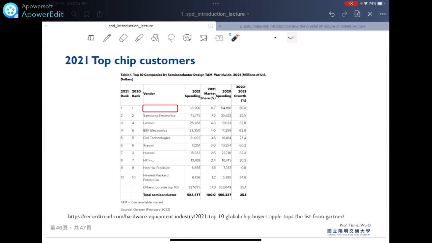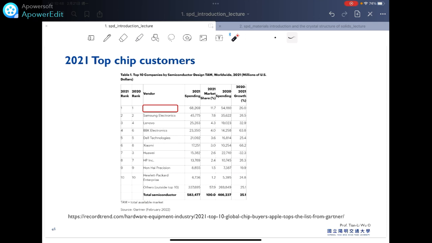Then we need to see who the top chip customers are. The previous slide showed the ones trying to sell the chip, but this slide shows the ones actually buying a lot of chips. Some of them are not surprising, because Samsung makes all kinds of products: Samsung displays, Samsung mobile phones, Samsung laptops. So they not only produce chips, they also buy a lot. And these ones are all from China, because they have huge demand and try to buy chips and assemble them into their products here.